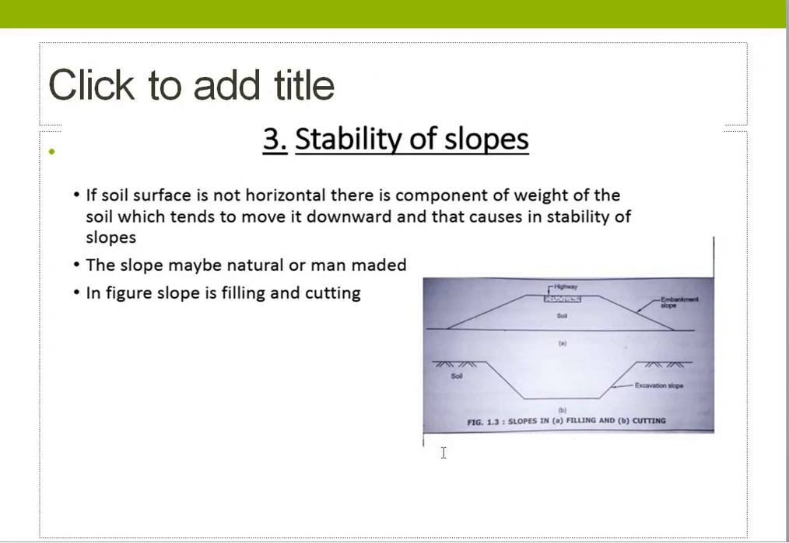In both cases, with the help of soil engineering, you can check the stability of this embankment slope or excavation slope. To check the stability of this excavation slope or embankment slope, you need the basics of soil engineering. That is the third scope of soil engineering.